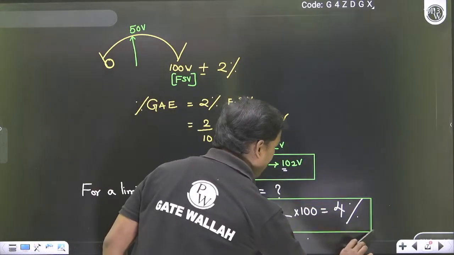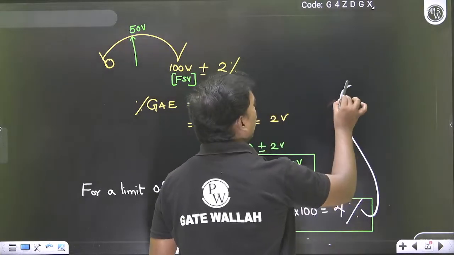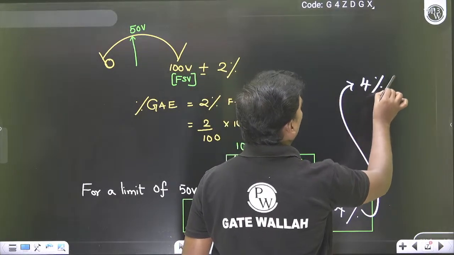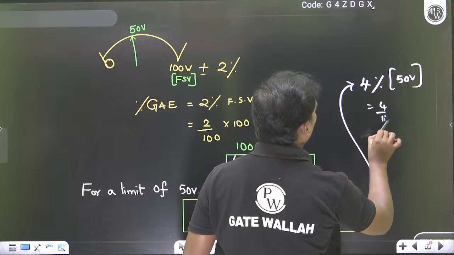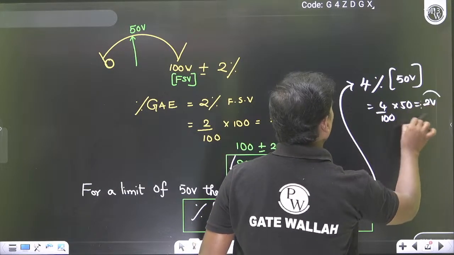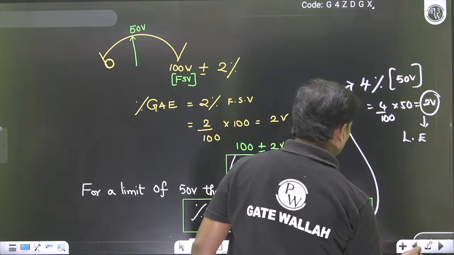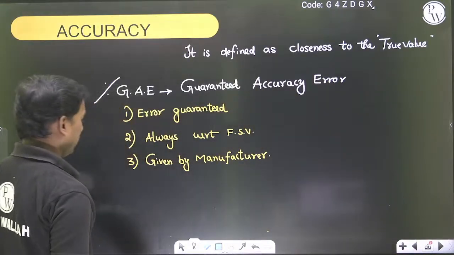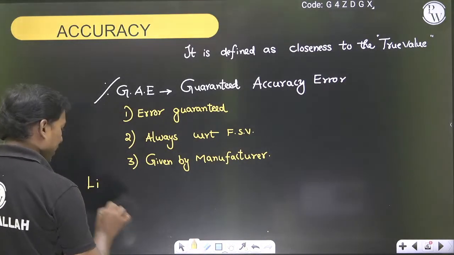How many of you understood here? So 4% of what? If you check again, 4% of 50 volts, that is 4 by 100 into 50. So that is again 2 volts. So this is what we call limiting error. Limiting error remains constant. But the percentage of limiting error is different.